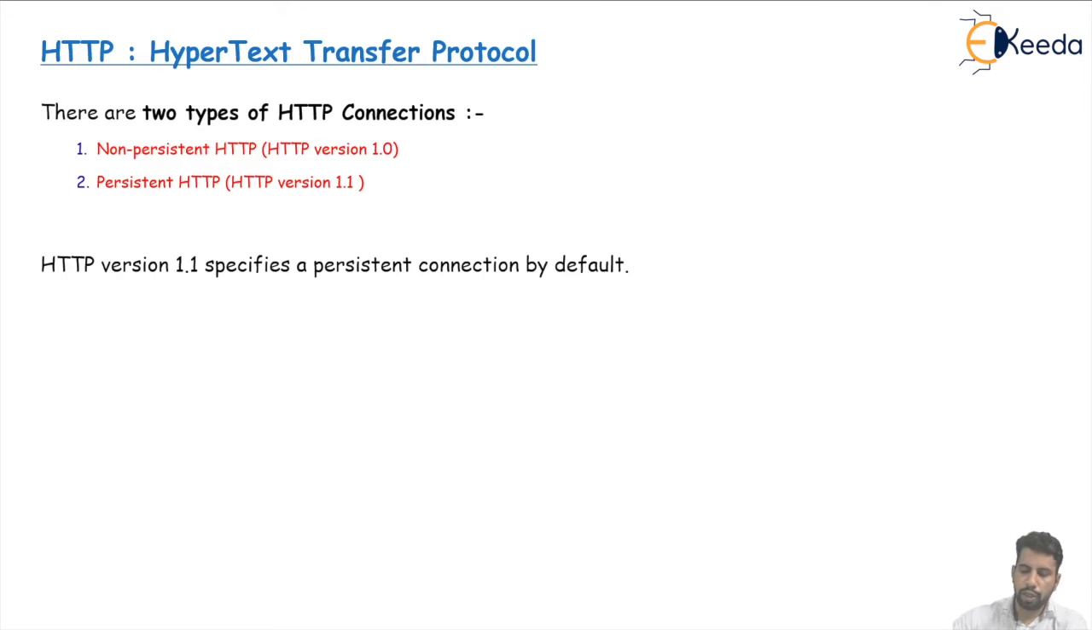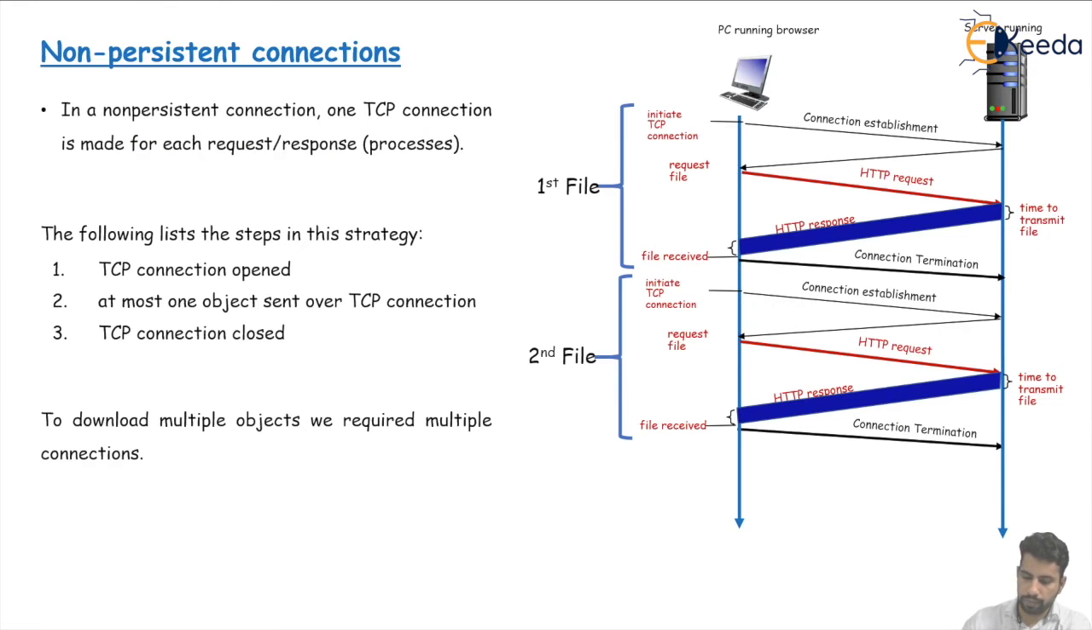Next, mainly two types of connections are working in HTTP. One is a non-persistent connection, which we call HTTP version 1.0, and the second is a persistent connection, which we call HTTP version 1.1. By default, we are using HTTP version 1.1, that is, persistent connections. Let's see these two connections one by one.